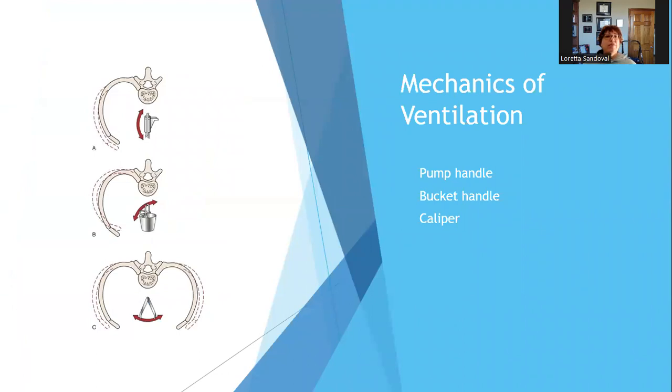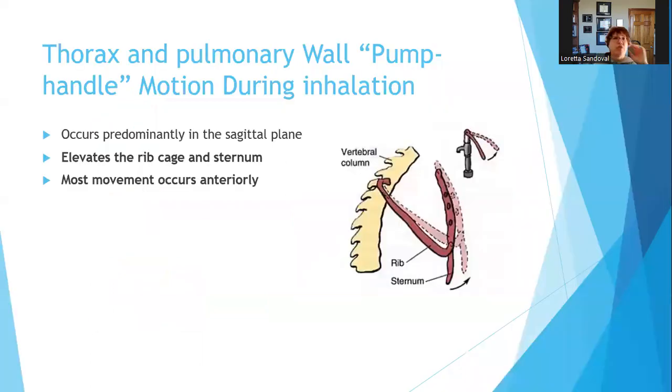So the mechanics of ventilation, the ribs have to move. Remember how I just said that the ribs and thorax have to expand before the air comes in. So how is that going to happen? It happens differently in different areas of the rib cage. So there are three different mechanisms. The pump handle mechanism, which happens in the upper anterior rib cage, the bucket handle, which happens on the lateral middle rib cage, and the caliper, which happens in ribs 11 and 12, the false ribs. So we'll look at each one of those individually.